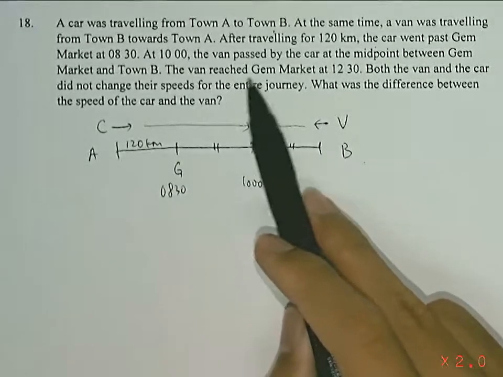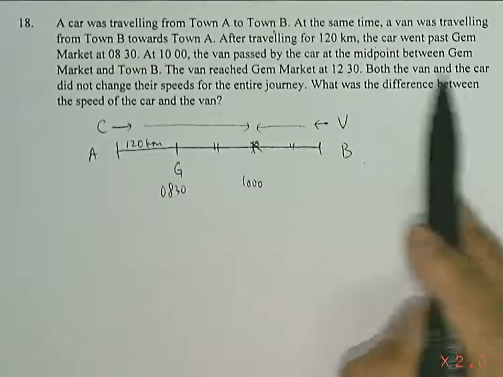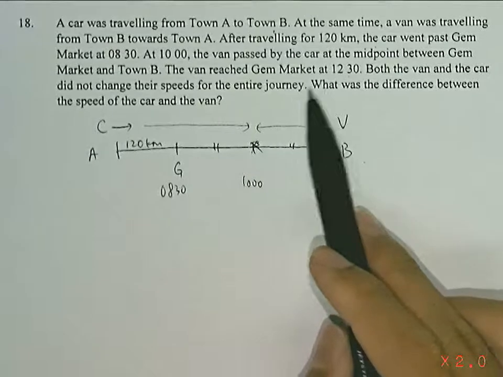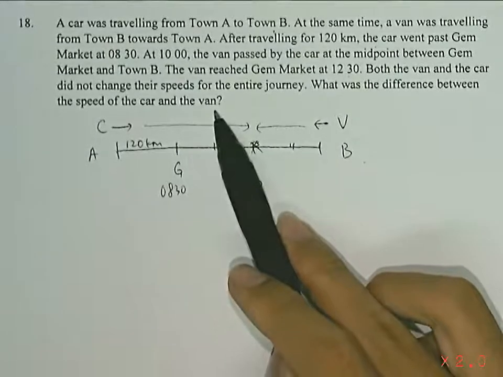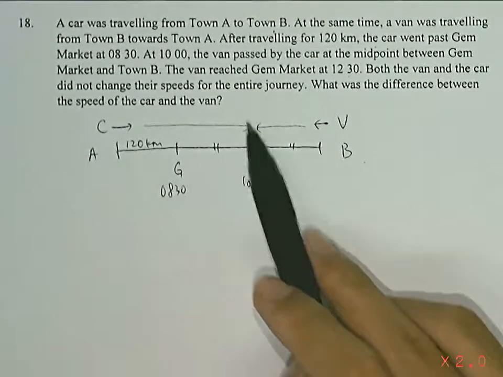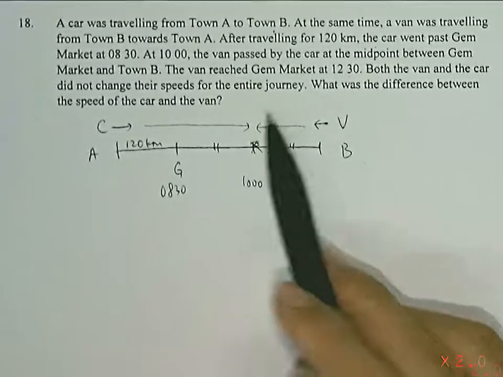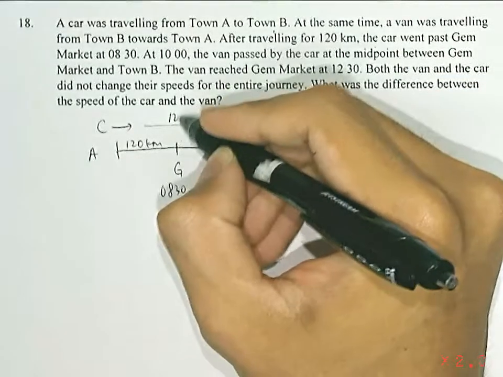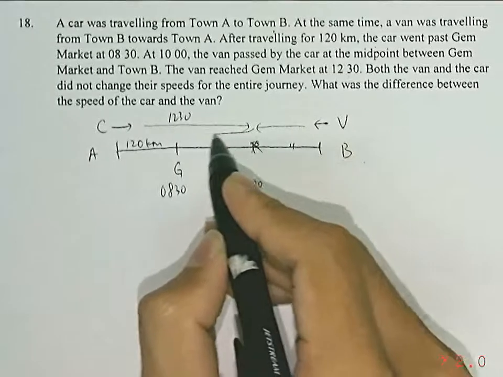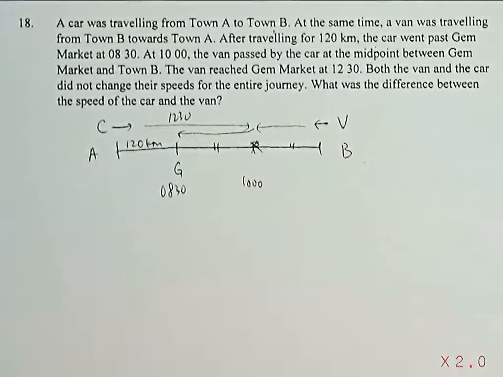After that, the van reached Gem Market at 12:30. Both the van and the car did not change their speeds for the entire journey. What was the difference between the speed of the car and the van? We know that after they met, the van continued and eventually reached Gem Market at 12:30. So the van would continue here until it reached the Gem Market at 12:30.